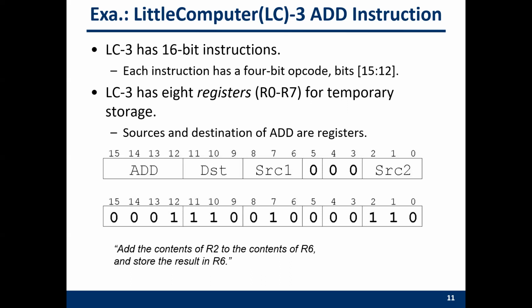Although in this example the source 2 and the destination are the same, because they have two fields for you to specify, they can be different.